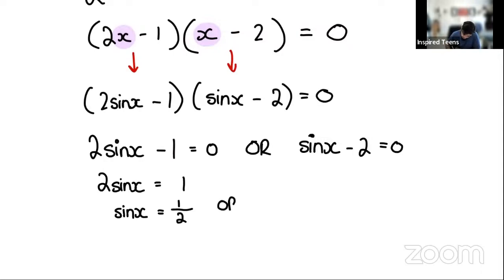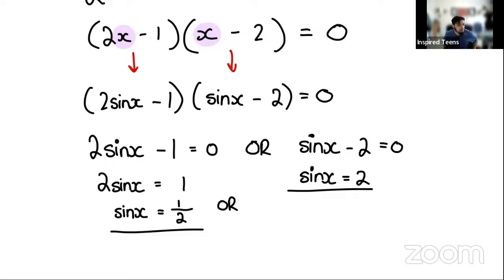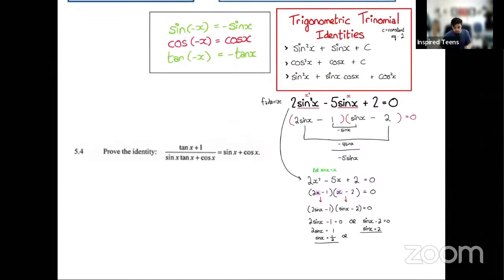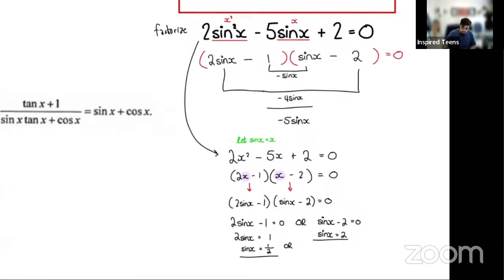Alternatively, here you could just take 2 over and you get sine x is equal to positive 2. In that case, you have two answers. Sine x is equal to a half, or sine x is equal to 2. Take note of that. This is how you'd solve a trinomial, and then it could be a general solution. Obviously we haven't learned general solution yet, so we'll solve that when the time comes. But I hope that makes sense. Trinomial identities.